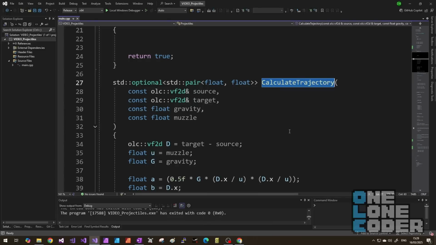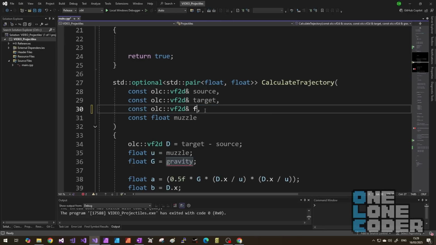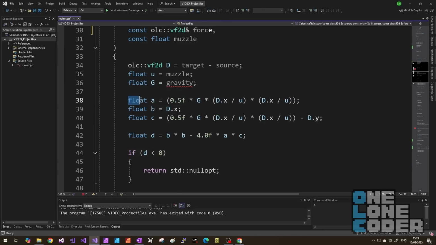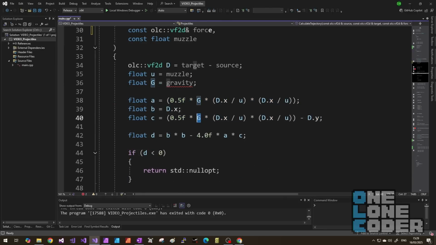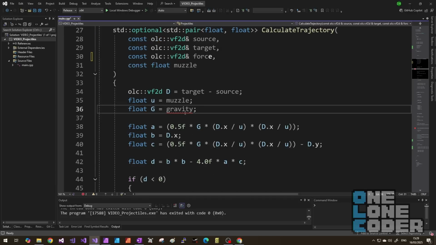If we look at the calculate trajectory function we created, we can see that we used to pass in gravity as a scalar value because it only affected the y-axis. I'm going to change this to our generic force in the 2D plane. The maths assumed everything only happened in the y-axis, so the magnitude of that scalar was sufficient. Now we need this to be the magnitude of our force.